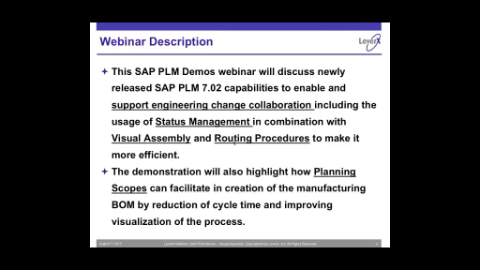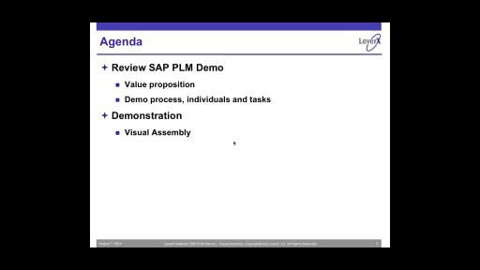Okay, so again, as we said earlier, this demo will discuss newly released SAP PLM 7.0 capabilities to enhance and support engineering change collaboration, including the usage of status management in combination with visual assembly and routing procedures to make it more efficient. The demonstration will also highlight how planning scopes can facilitate in creation of the manufacturing bill of material by reducing the cycle time and improving the visualization of the process. So again, we'll first do a quick overview of the value proposition, the demo process, individuals and tasks, and then Dennis will present the demonstration.